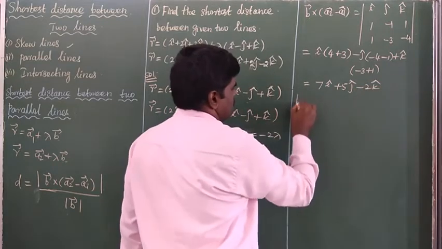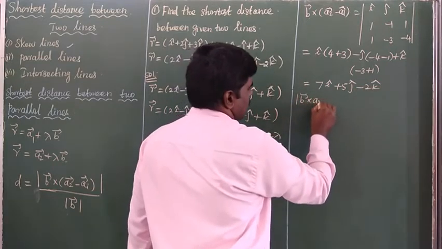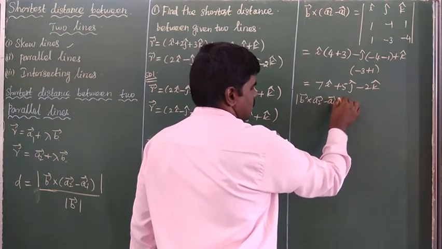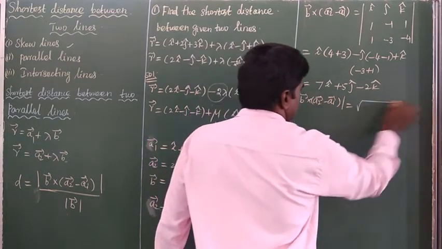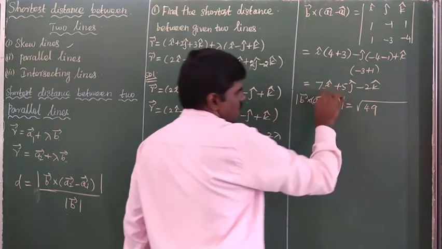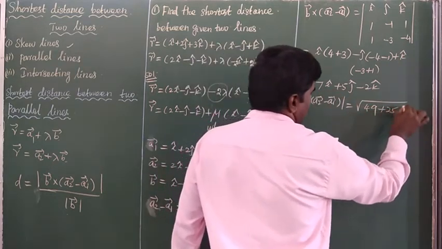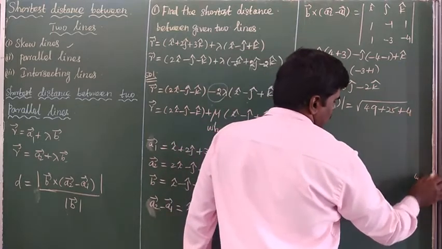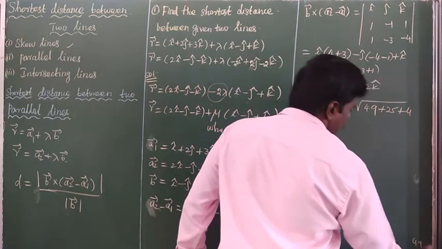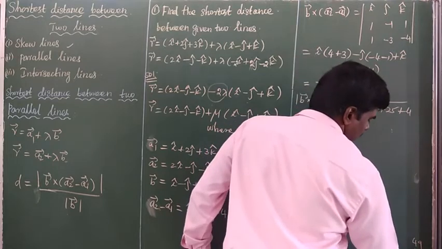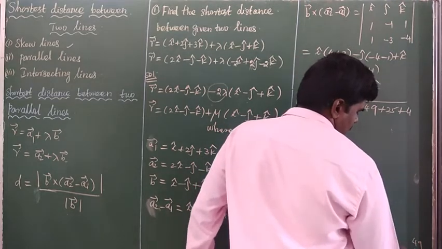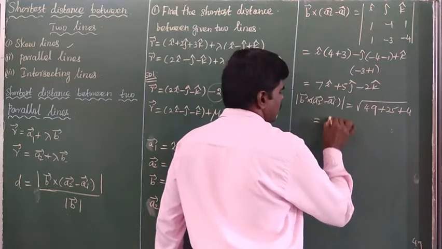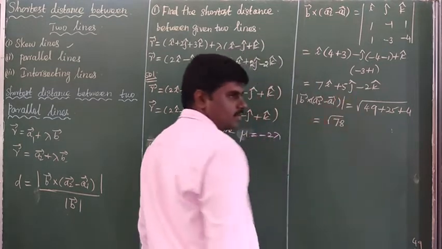So the magnitude of b vector cross a2 vector minus a1 vector. To find the magnitude, here square root of 49 plus 25 plus 4. To simplify, 49 plus 25 plus 4 gives 78. The square root of 78.